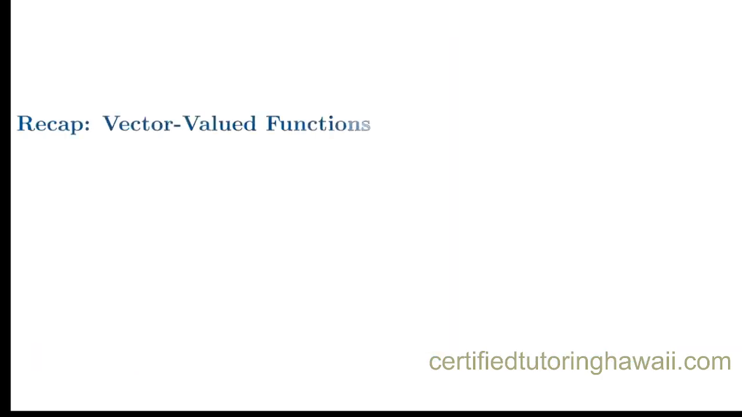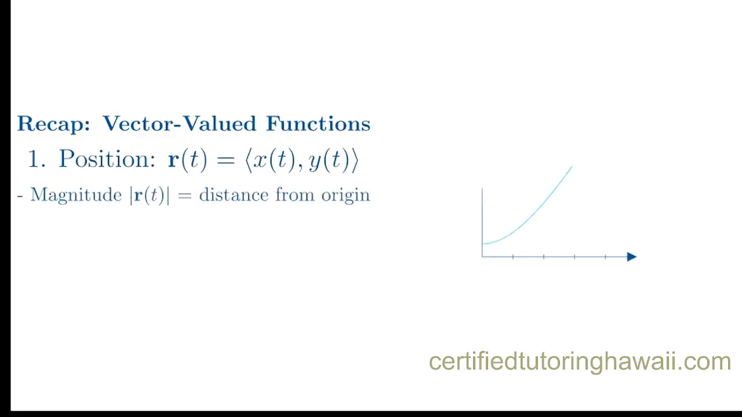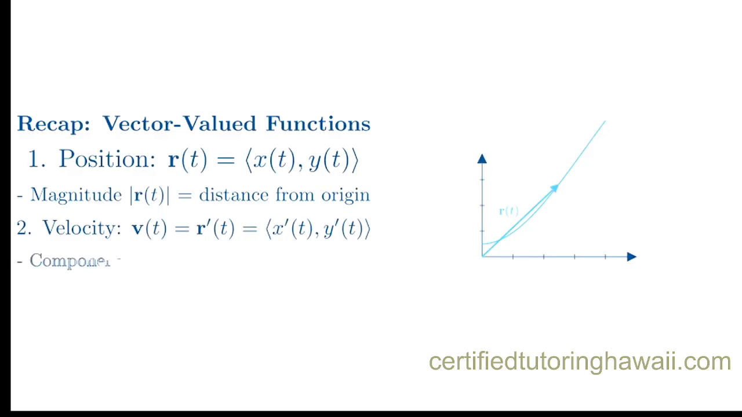Let's quickly recap what we've covered today. We started by representing the motion of a particle in a plane using a vector-valued position function, r of t. We learned that its magnitude gives the distance from the origin. Then, we introduced the velocity vector, v of t, which we get by taking the derivative of the position function. Its components tell us about the direction of motion, left/right, and up-down.